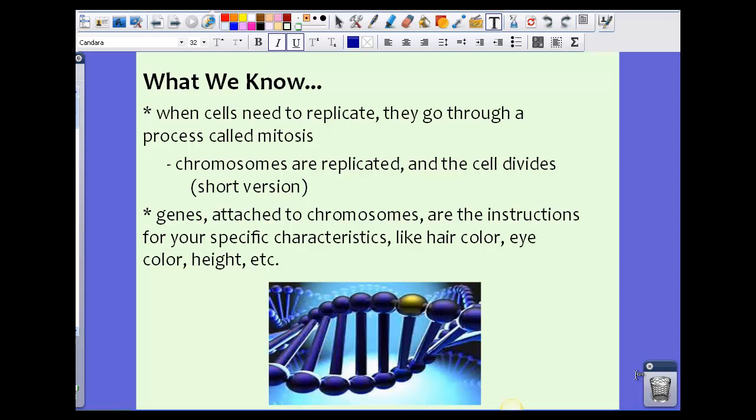See exactly what we already know about mitosis and about today's lesson, meiosis. Now remember, when cells need to replicate, they go through a process called mitosis. Mitosis is where we have the cell replicating along with the nucleus. So the chromosomes are replicated and the cell divides. Now genes attached to chromosomes are the instructions for your specific characteristics, like height, hair color, eye color, etc. So these are things that we already know.